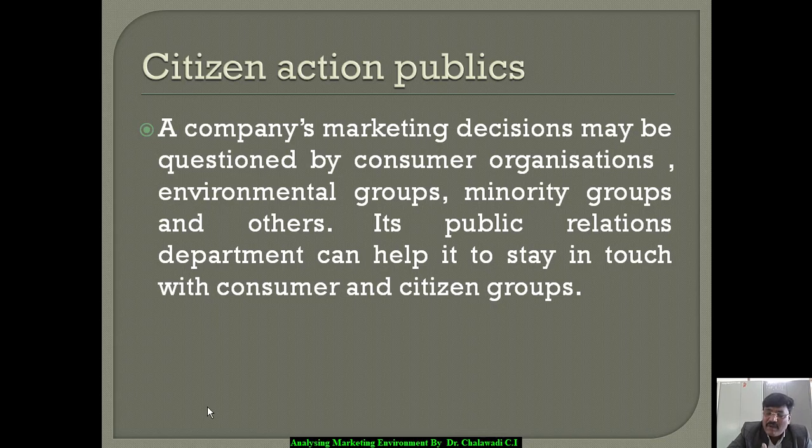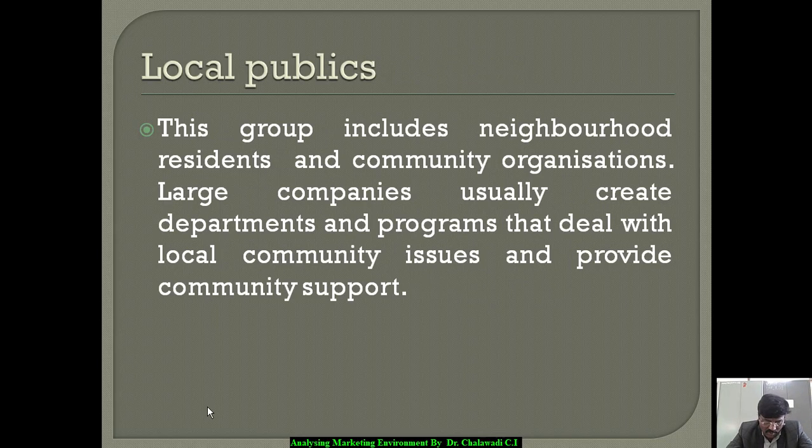It's the public relations department. Every company should formulate a public relations department. It can help to stay in touch with the consumers as well as the citizens' groups, right? So that's why citizen action public is also one of the influencing forces on the growth of marketing activities, right?